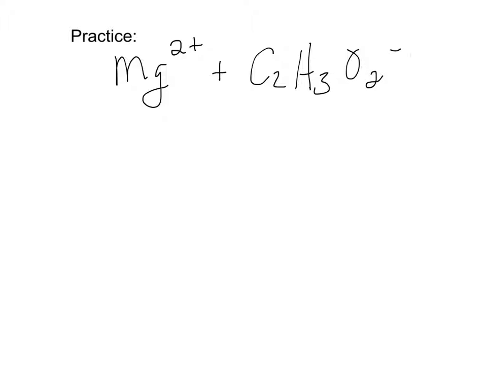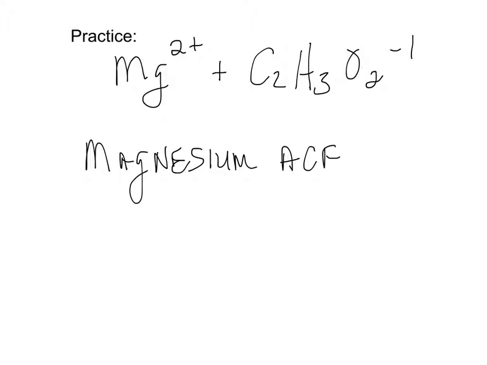So, if we have some practice here, let's take magnesium again, which we know has a 2+ charge. But this time, let's add it to acetate. So, this would be called magnesium acetate, because I just take the name of the polyatomic and use it straight forward.